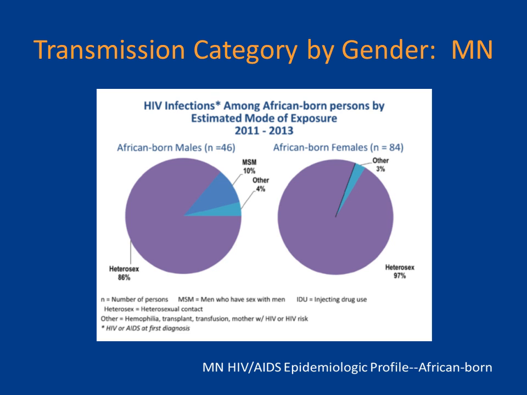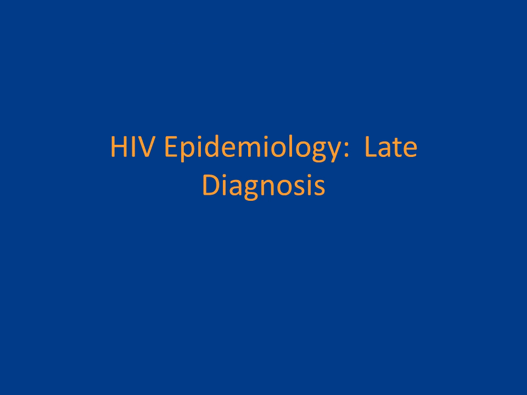This is not to say that heterosexual contact is the only way that African immigrants and refugees acquire HIV, because certainly there are some men who have sex with men in this population. And if you look at different areas around the U.S., I think you see a pattern similar to this among men, where the majority of men probably acquired HIV heterosexually, but there are also some men who are acquiring it through male-to-male sexual contact. Now I'd like to talk briefly about late diagnosis in the African immigrant population.